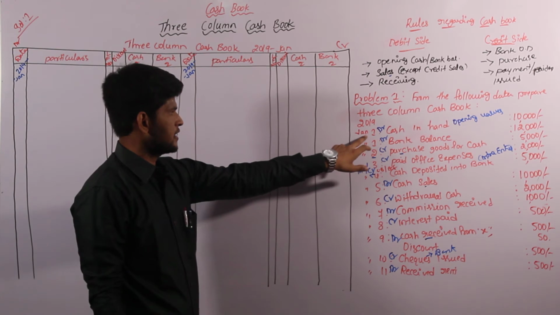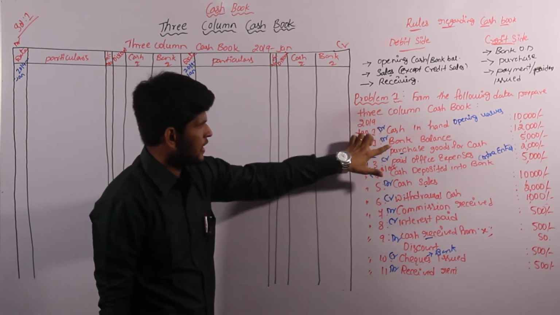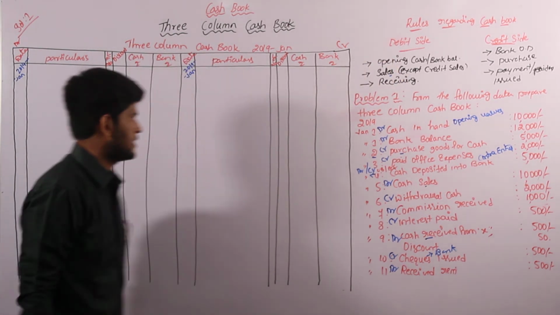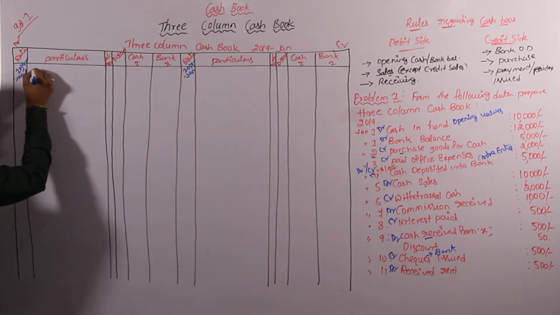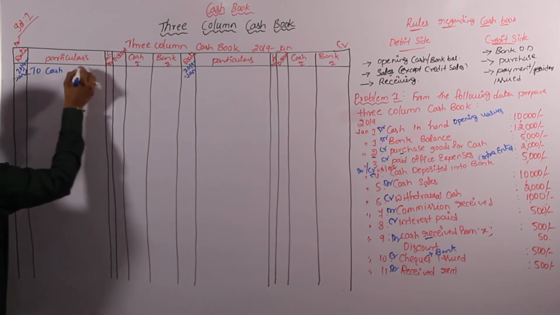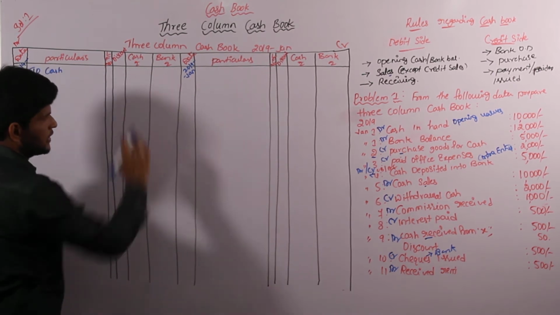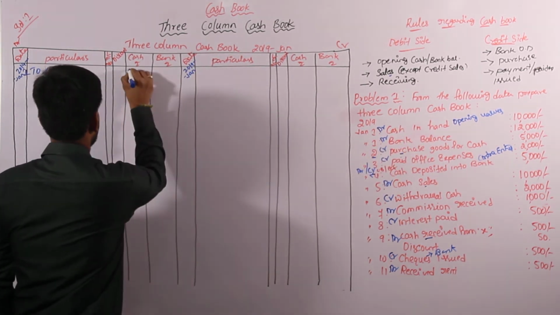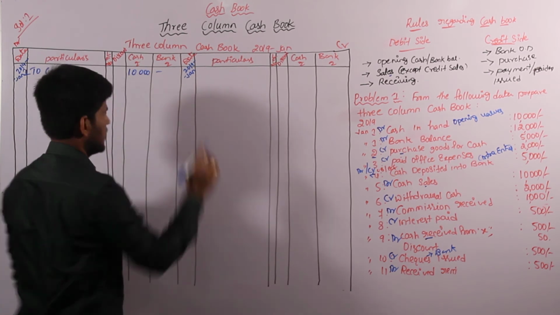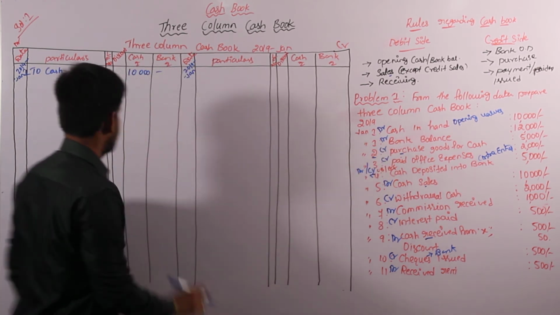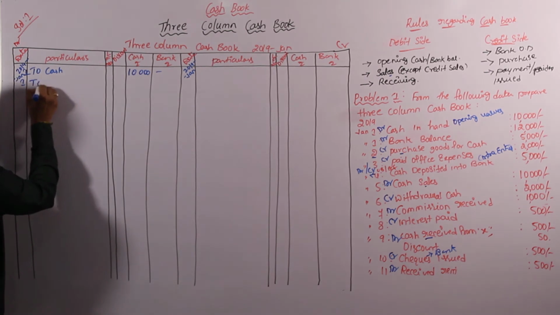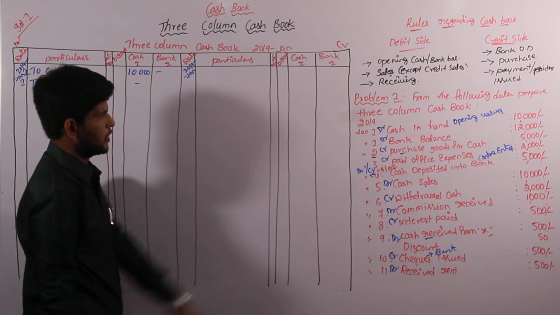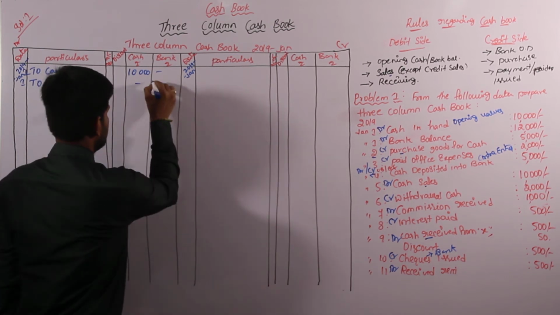Come to the first transaction, that is on January 1st, cash in hand and cash at bank. Both values are opening values. Opening values are always on the debit side. In the cash column we have to write the cash amount, that is 10,000. And next is the first January bank balance, also on the first date. To bank, in the bank column we have to enter the amount because it is a bank balance, that is 12,000.